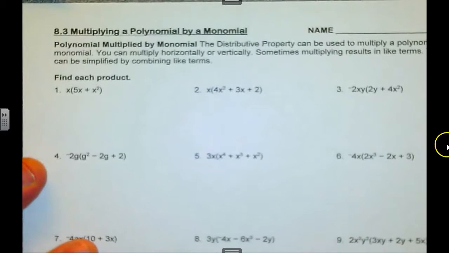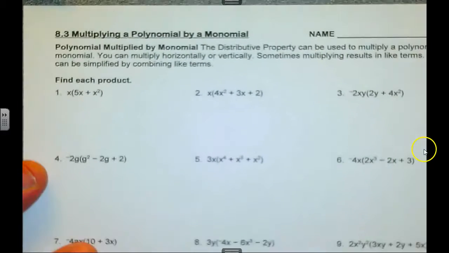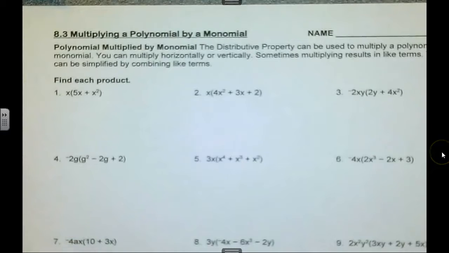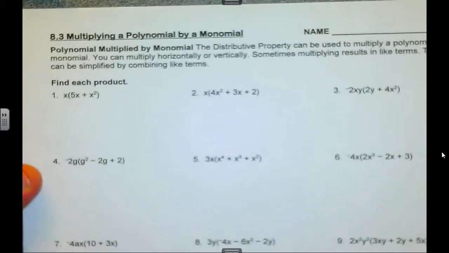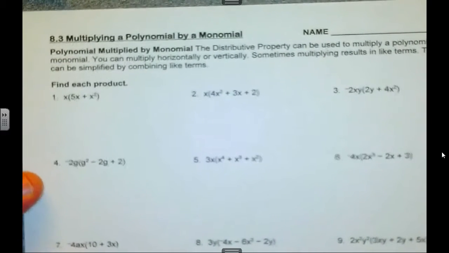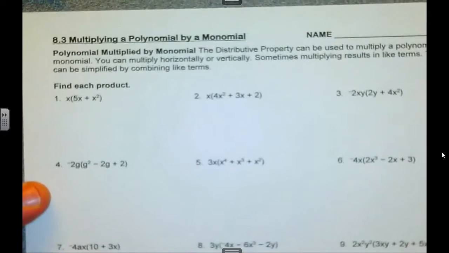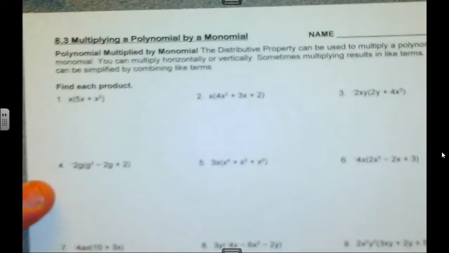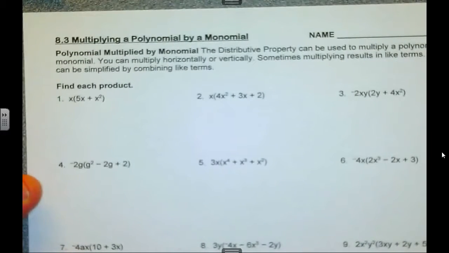You guys already did this, kind of. You just did it with numbers and not variables. When you had a number in front of parentheses, what did you do? That's right, distribute. Guess what you're going to do when you have a monomial times a polynomial?